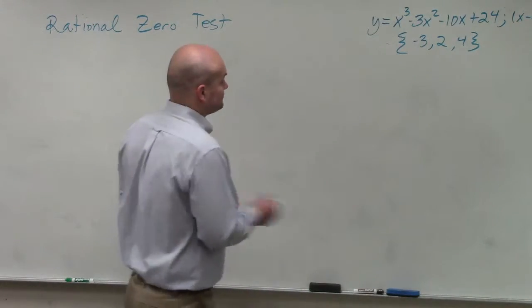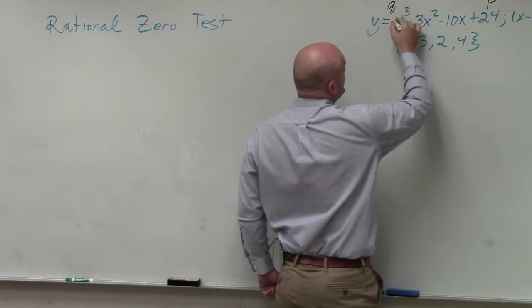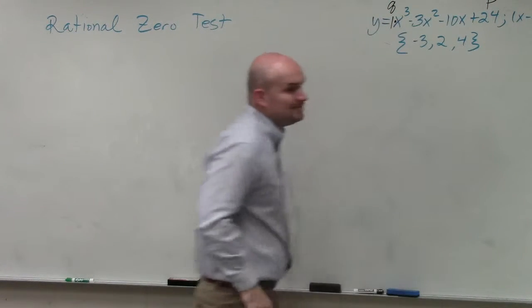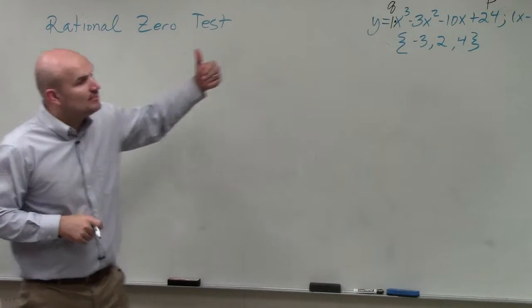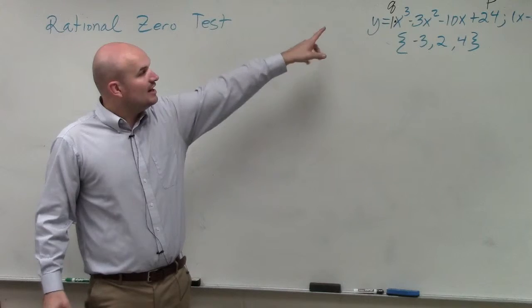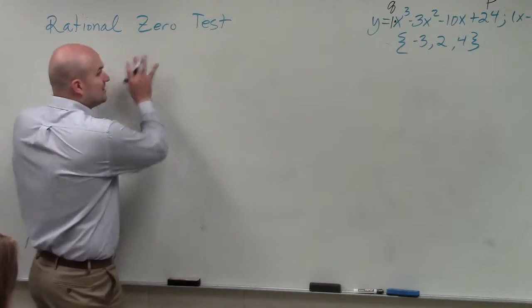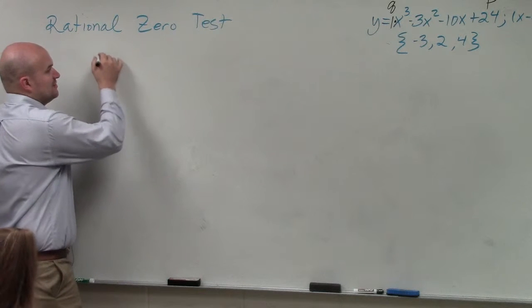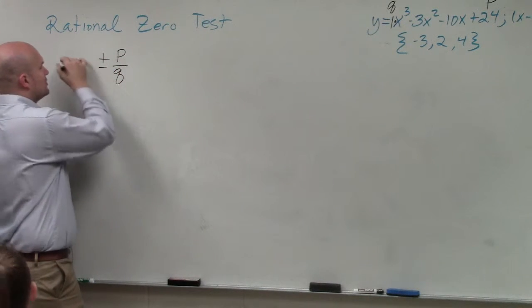So to do that, what we do is we take P over Q, where we take the factors of P over Q, plus or minus, where P is your constant and Q is your leading coefficient. So to find the rational zero test, all you simply do is take plus or minus the factors of P over Q.